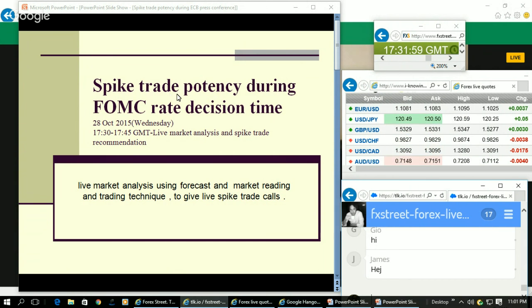So I'm going to give the spike trade call for the FOMC rate decision time. Earlier I had given the spike trade call before the ECB press conference, and I was giving the call that Euro and GBP are expected to make a big drop after the ECB press conference. Now we are on Wednesday, 28th of October, and between 17:30 and 17:45 GMT, I'll give the live market analysis and the spike trade recommendation. First, let me do the live market analysis using the forecast and also the market reading technique. Then later on, I'll explain what call we can think of.